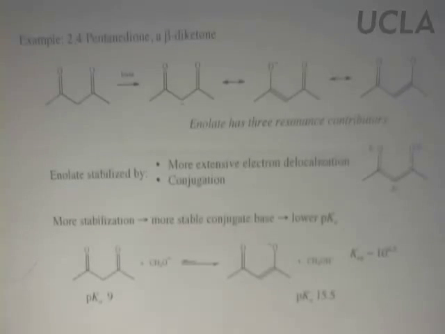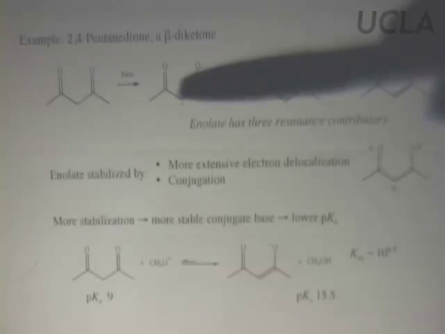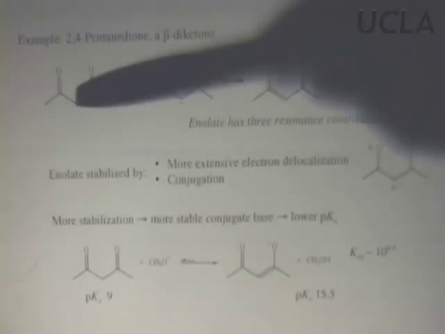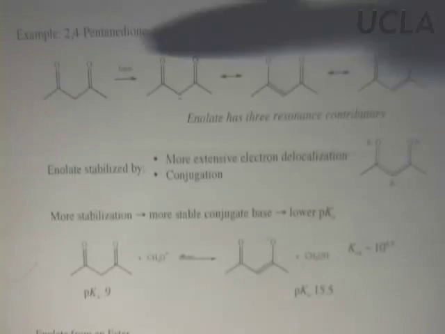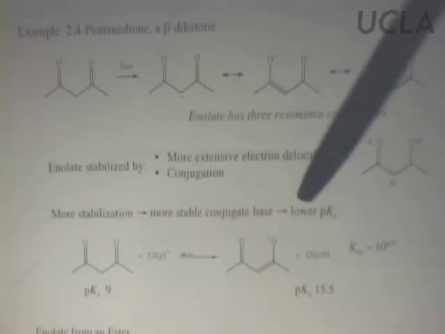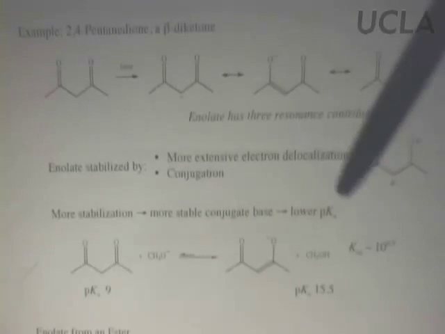What happens to the ease of removing the proton when the conjugate base, again compared to acetone, is more stable? Is it easier or harder to take the proton away from this pentane dione? It's easier because the conjugate base is more stable. As a matter of fact, that's exactly what it says here. More extensive delocalization. There's also conjugation that helps as well. And so that makes a more stable conjugate base, therefore, compared to acetone, lower pKa.